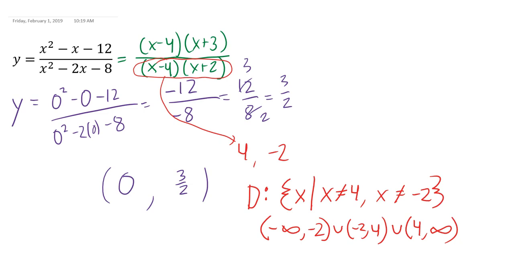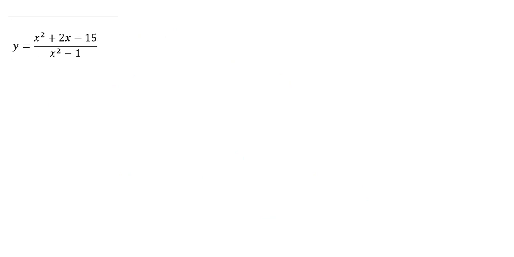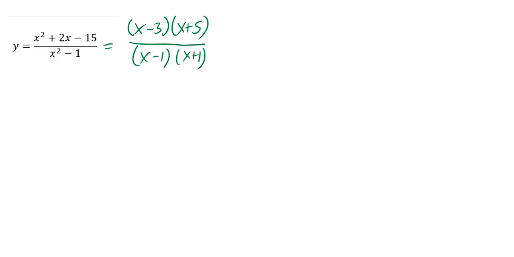That's domain. Let's try another one. I factor. This factors to x minus 3, x plus 5, over x minus 1, x plus 1. Even if it's simplified, I wouldn't simplify yet. Domain comes from before simplifying. My excluded values are 1 and negative 1. My domain is everything except these.